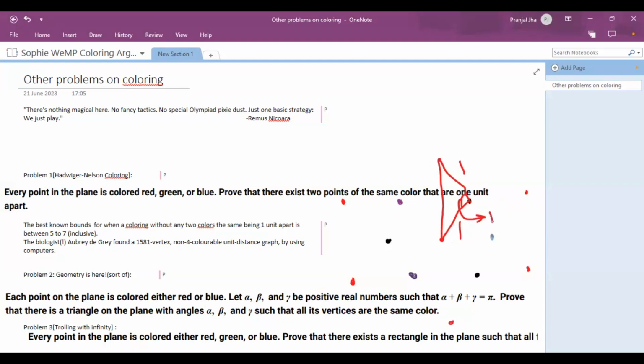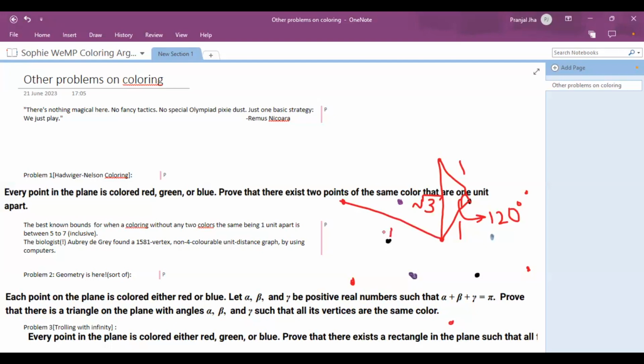Anyone? It's 120, right? Because there are two equilateral triangles. 60 plus 60 is 120. Is everyone following this, or should I repeat anything? It's root 3, right? Yeah, exactly. So this is root 3. So this is root 3, and then similarly, this is also root 3.